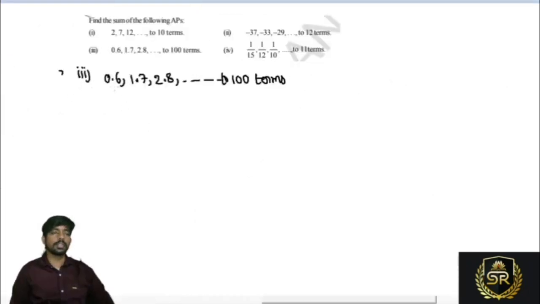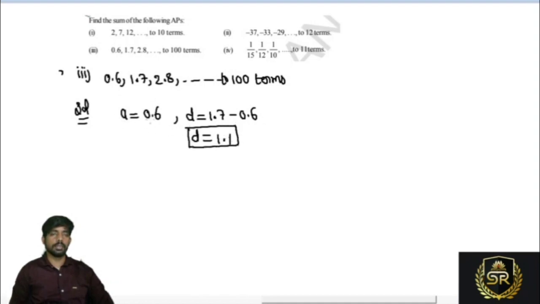So here we have a third question: 0.6, 1.7, 2.8 and so on up to 100 terms. Find the sum of the following AP. So the first term is 0.6. The common difference is the second term minus the first term, 1.7 minus 0.6, which is 1.1. So the common difference is 1.1 and the a value is 0.6.